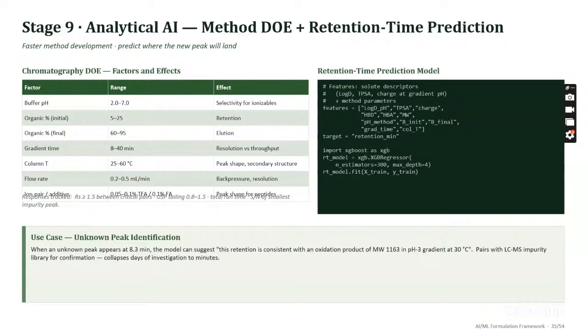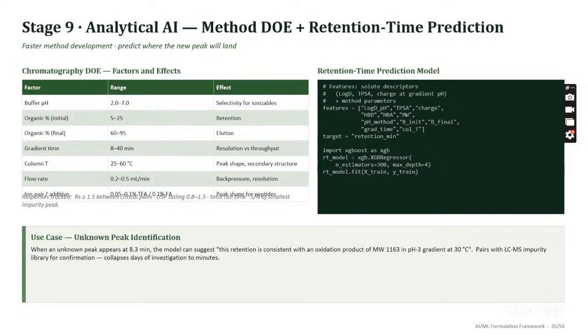AI speeds up analytical method development. A chromatography DOE, design of experiments, finds the best conditions, and a retention time model predicts where a new peak will land. So when an unknown peak appears, the model suggests what it is, collapsing days of investigation to minutes.